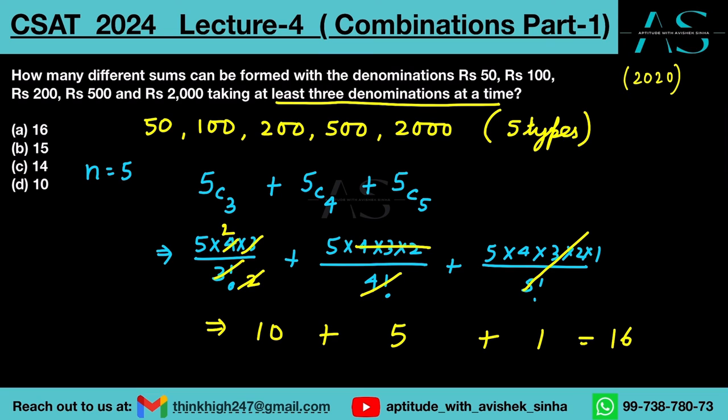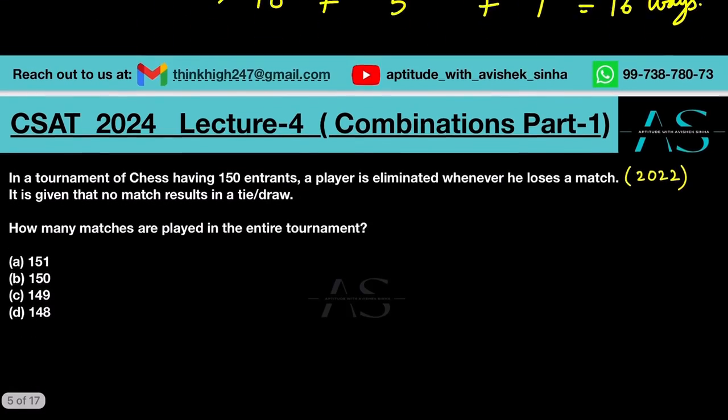So in how many different ways? In 16 different ways can we select at least 3 out of the 5 denominations that we have. Option A is the correct fit. This has been asked in the year 2020. The examinations were held somewhere around October for the year 2020. Alright.